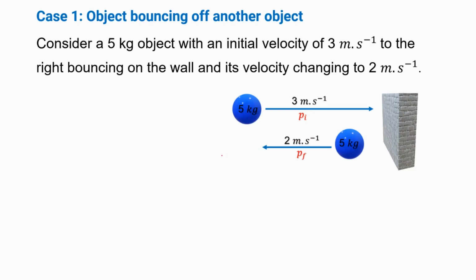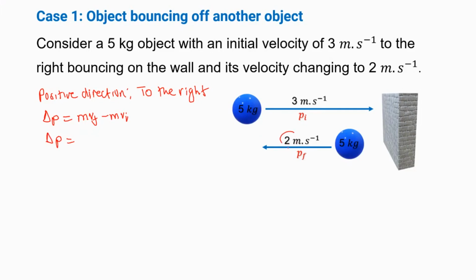But remember, we have to choose our positive direction. Let's say to the right. This is option 1. Then option 2 will be to the left. Let's write our formula. Change in momentum is equal to final momentum minus initial momentum. Right, so we substitute this into our formula. So change in momentum is equal to the final momentum. You see, this one is going to the left, so it's going to be negative. So it's going to be 5, this is the mass in kilograms, times velocity -2 because it's going in the opposite direction. And then the initial velocity, which is 3 meters per second.